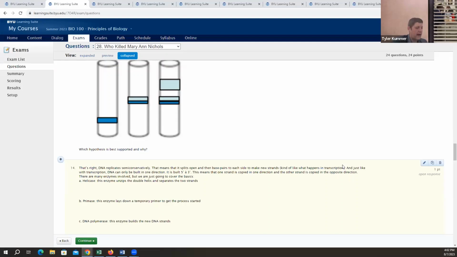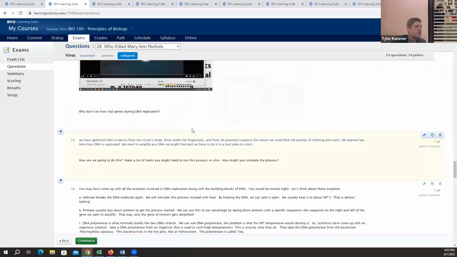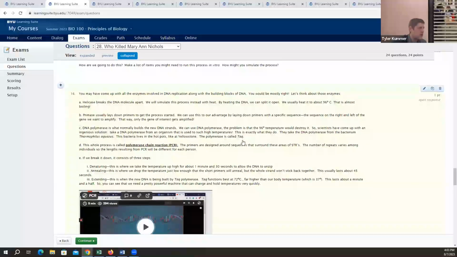To do that, there's a few things that are necessary. We have to have primers, and that's placed down by primase. We have to have the builder that links the nucleotides together to form the complementary new strands, and that is DNA polymerase. And we need something that breaks the bonds open, and that's called helicase. And so once we understand how that works in regular DNA replication, what our cells do, we then can take that process and use it as the template for PCR.